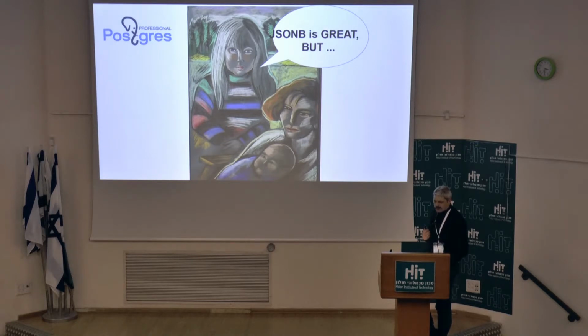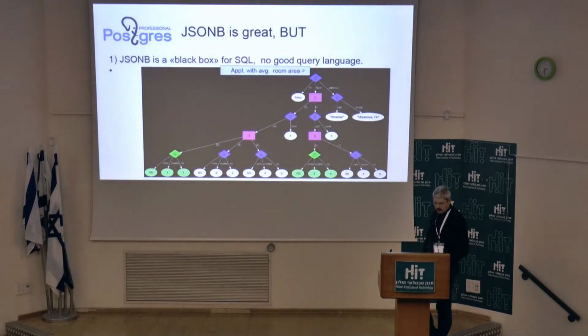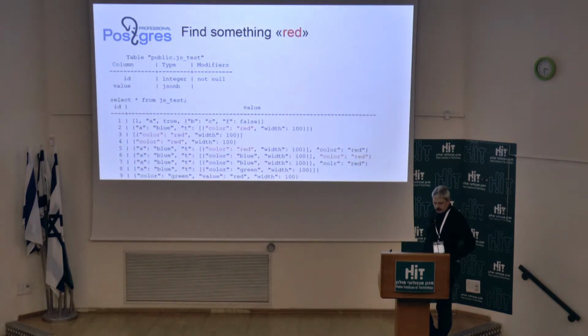And they find that JSONB is great, but not very. Okay, so it probably has no good query language. Yes, so just a contains operator is not enough. For example, you need to find something red. How to do this? Okay, it's no problem if you can contain the red color in very different places of your JSON.